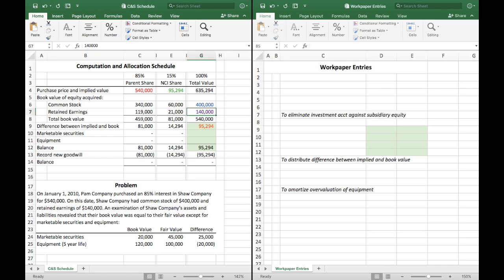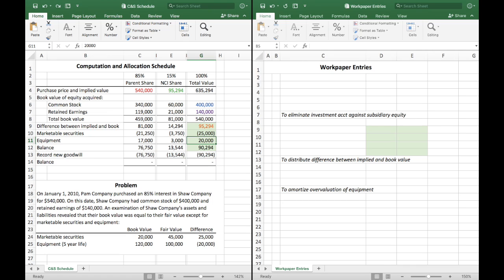$95,294. We also know that marketable securities were undervalued by $25,000 and equipment was overvalued by $20,000, so we can enter those numbers. The sum of these three numbers gives you the goodwill. Now we can use these numbers to make our work paper entries.